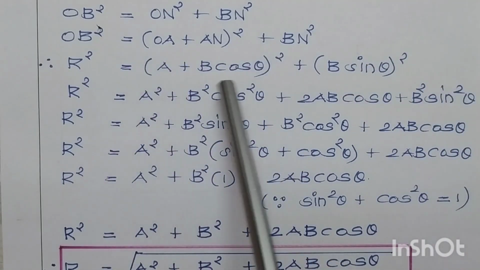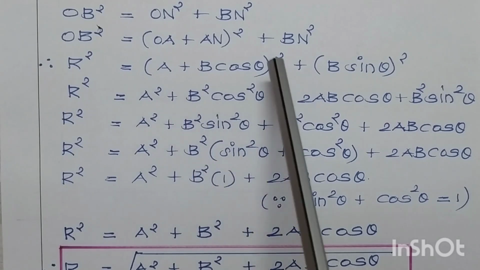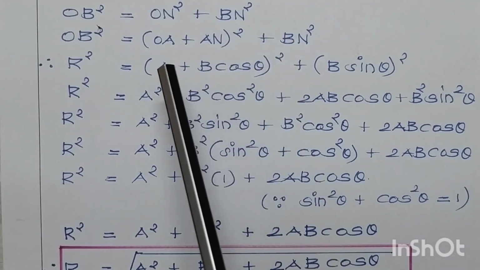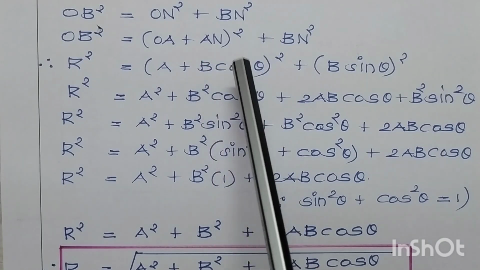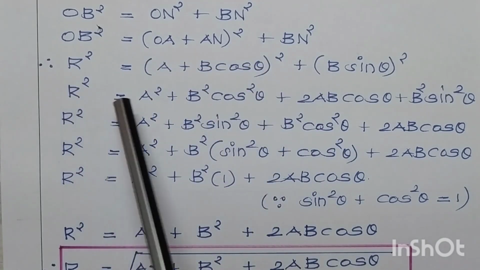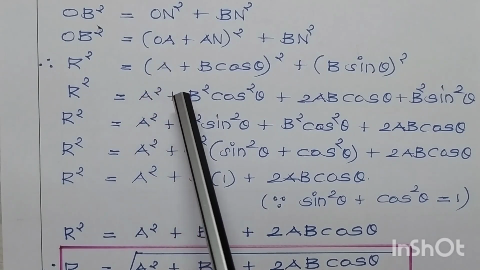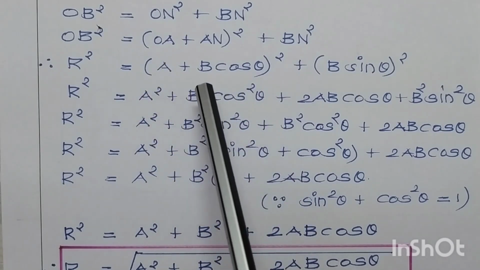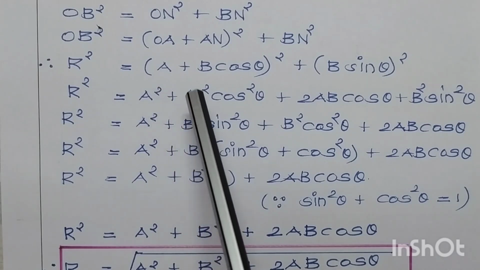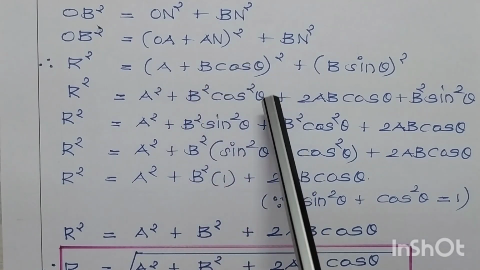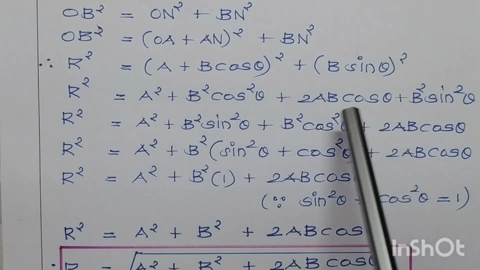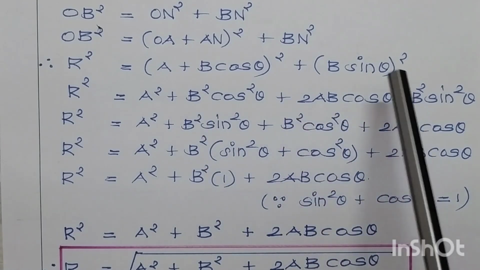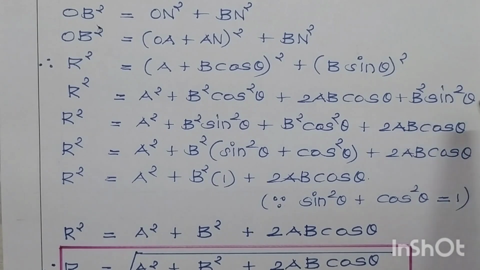Now how does it look like? It looks like the algebraic formula A plus B whole square. A plus B whole squared is equal to A squared plus B squared plus 2AB. So in the next step, R squared is equal to A squared plus, that is not this B squared, so B squared cos squared theta plus 2AB, that is 2AB cos theta, plus B squared sin squared theta.